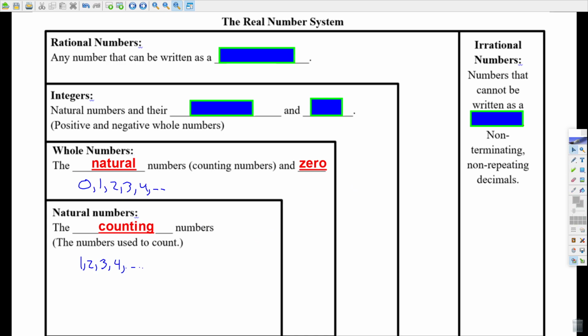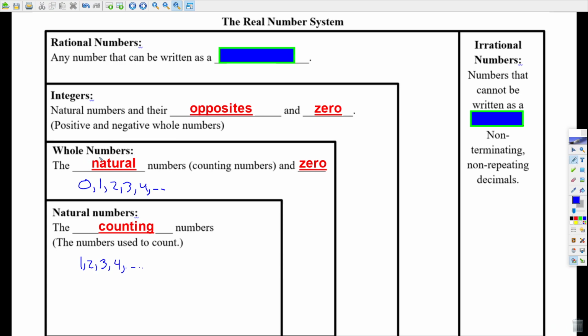And now we're going to go a little bit more broad, not just adding one extra number. Really, whole numbers and natural numbers have very little difference there. But now we're going to go to integers. An integer is the natural numbers and their opposites. And let's not forget, we also include 0. So this has positive and negative numbers.